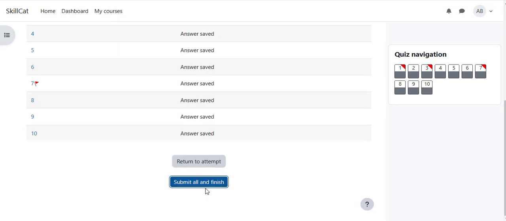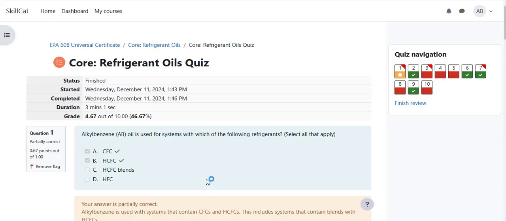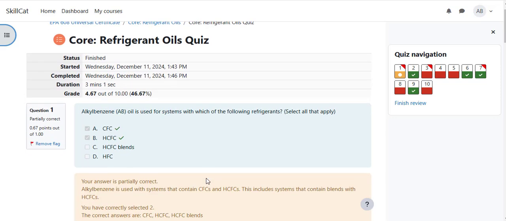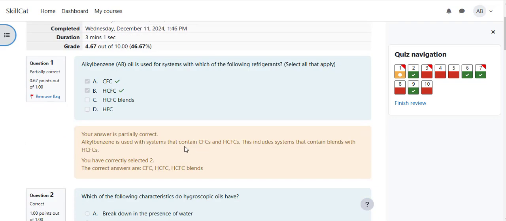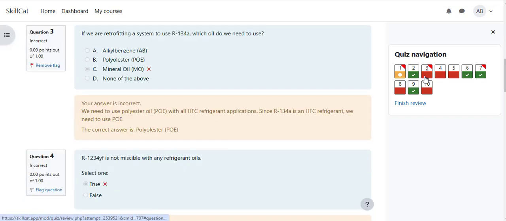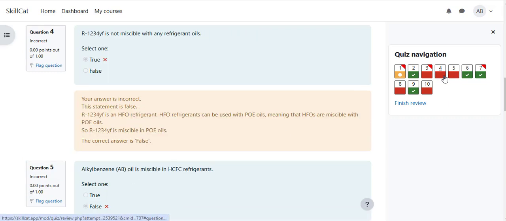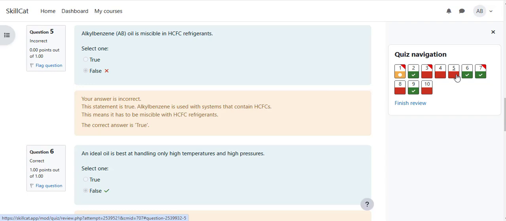Okay, let's submit. Okay. So many mistakes in this one. Okay, this one was wrong. Okay, it's not mineral. Okay, and this one. No, this is different. Okay, and this one. Okay, we can revise it again.